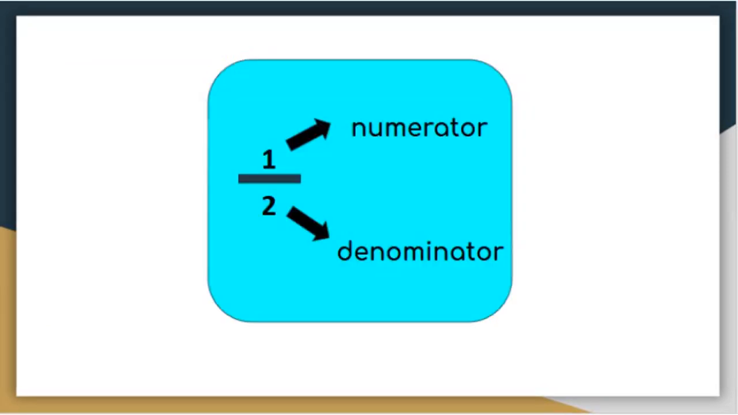When writing a fraction using numbers, the bottom number is the denominator. It represents how many equal parts in your whole. Remember, we divided the brownie into 2 equal parts, so the denominator is 2. The top number is the numerator. It represents how many parts you have. In the brownie example, you took 1 part and your brother took 1, so 1 is the numerator.